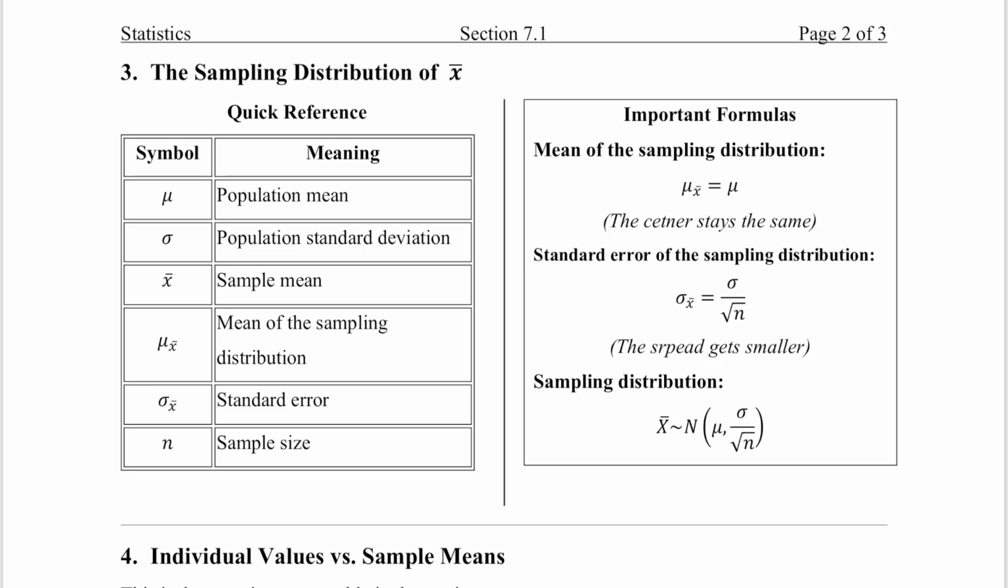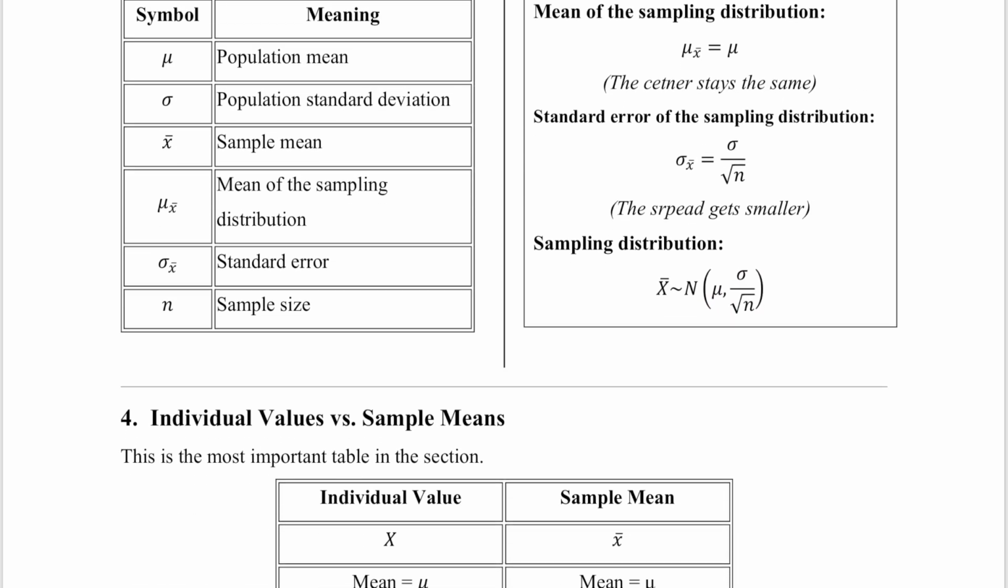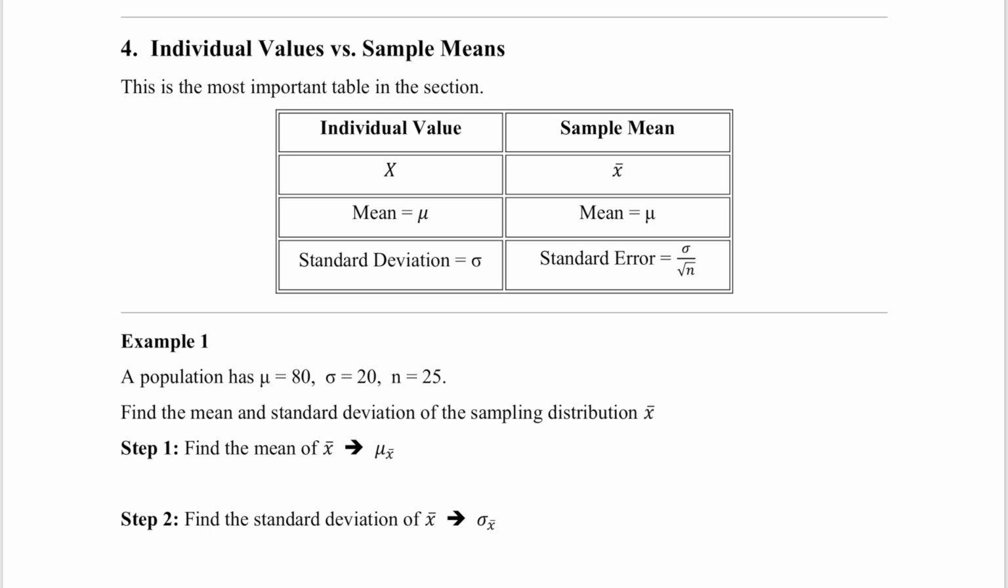Finally, we write the sampling distribution as x bar follows a normal distribution with mean mu and standard error sigma over root n. This tells us the sample mean follows a normal distribution with mean mu and standard error sigma over root n. Before we work our example, remember these two ideas. The mean stays the same. The spread gets smaller because we're using the standard error instead of the population standard deviation. Whenever you see a sample mean, ask yourself whether you should be using sigma over root n instead of just sigma.